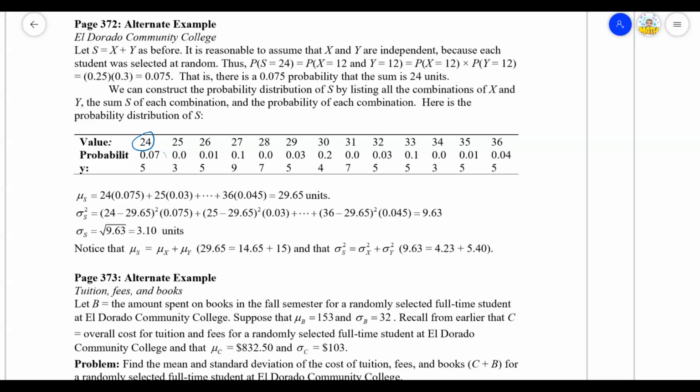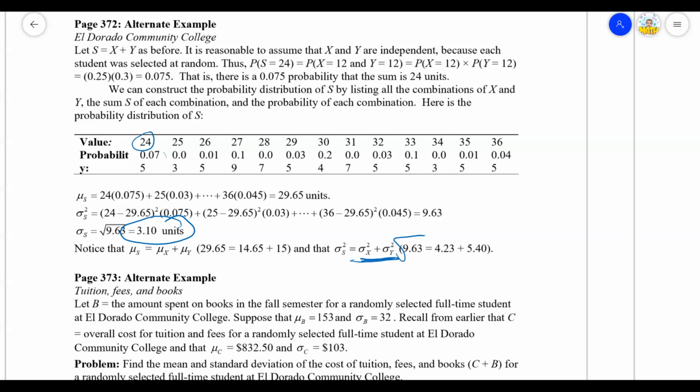So let's not worry about that. Let's focus on what happens here. Where does this 3.1 come from? Well, it doesn't look like the two standard deviations have been added together. What was added together were the variances. So to get the standard deviation, we would take the square root of the variance, that 9.63.